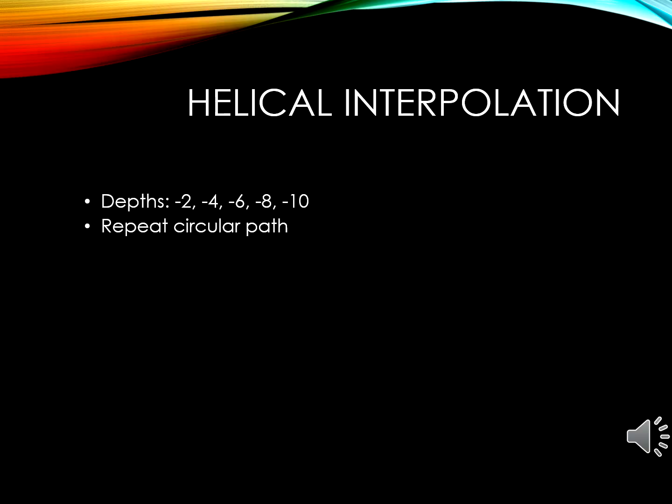Helical interpolation. In this project, we simulate helical interpolation by lowering the tool a few millimeters at a time and repeating the circular path. For example, we might cut the hole at Z-2, then Z-4, Z-6, Z-8, and finally Z-10. Using multiple layers keeps the tool safe and ensures that the hole is smooth and accurate. Circular interpolation is a common method because it allows any size hole to be cut without the need for a drill bit of the exact diameter.